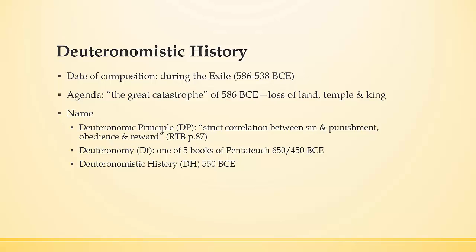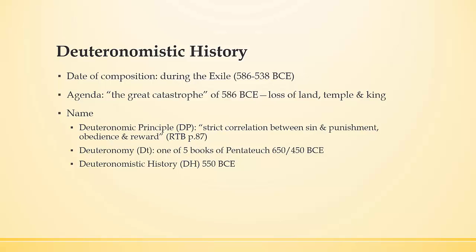According to the Deuteronomic principle, when Israel was faithful to the covenant, they prospered and were blessed. When they were unfaithful to the covenant, they were punished. And when their unfaithfulness finally reached its limit, they were purged from the land by their God. They lost the land, the temple, and the king, and were now called to begin again. So the Deuteronomic principle is this strict correlation between sin and punishment, obedience and reward.